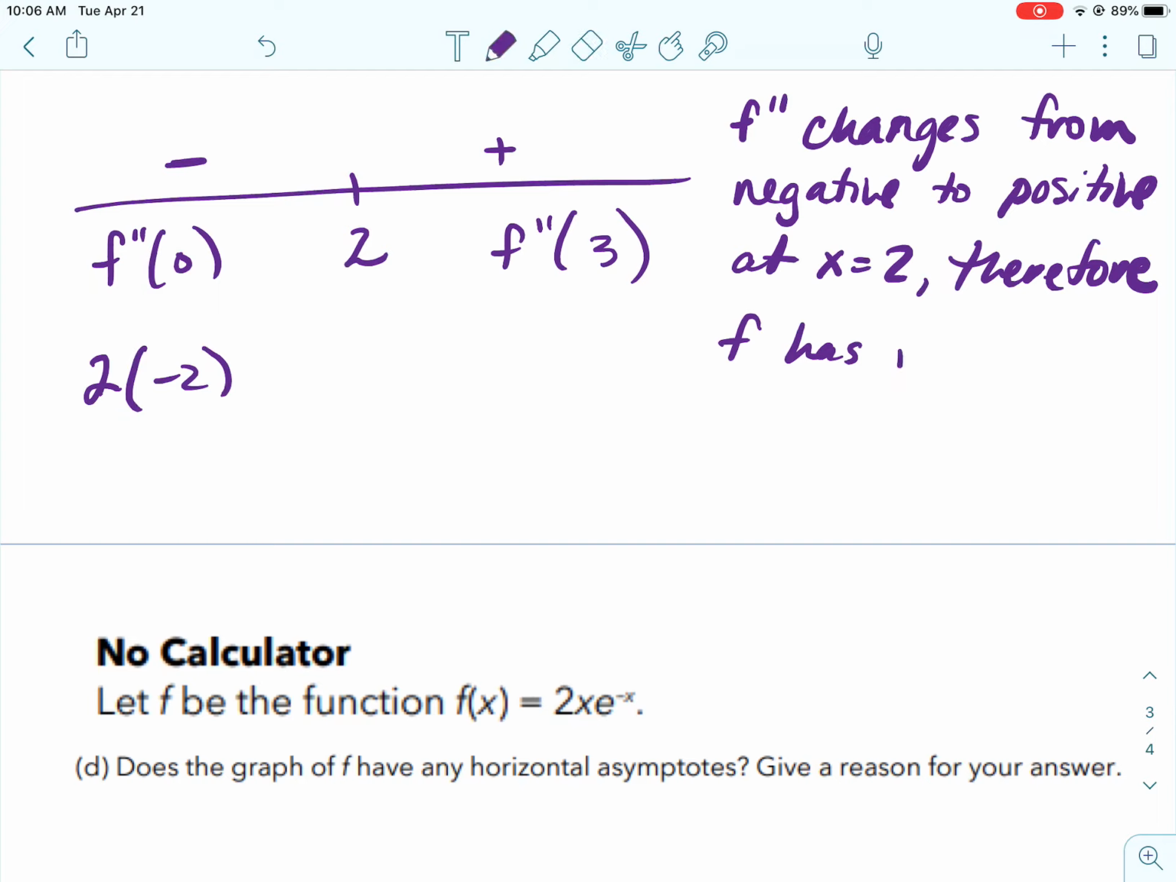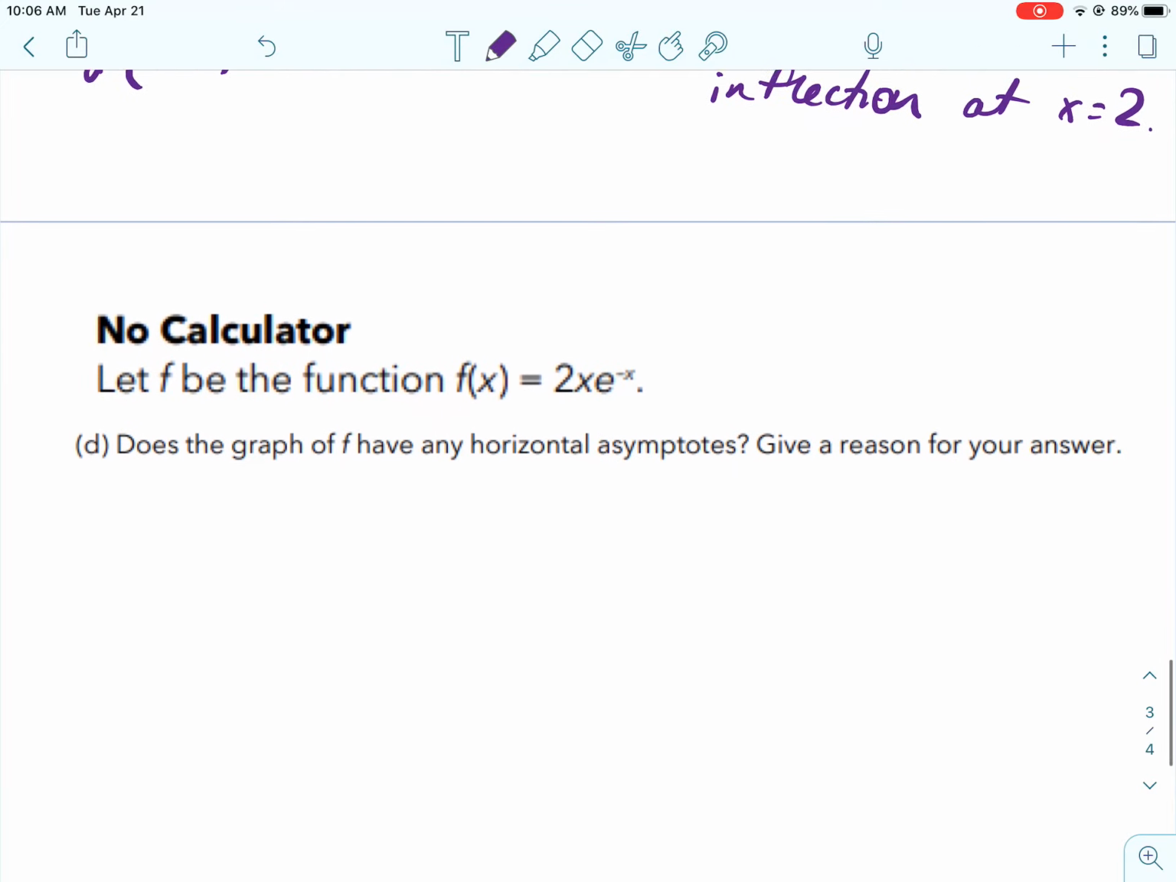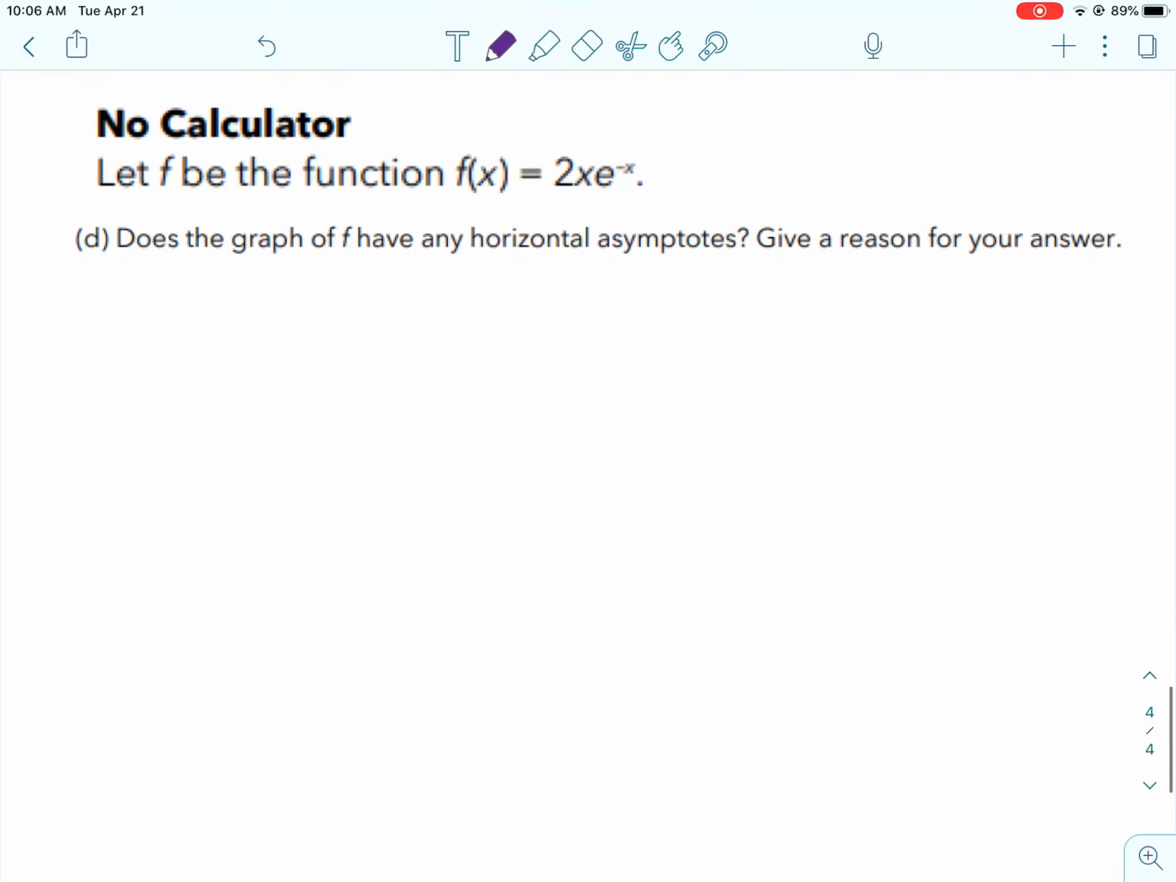I don't know why I want to say that wrong. Crap. Sorry. At x equals 2.